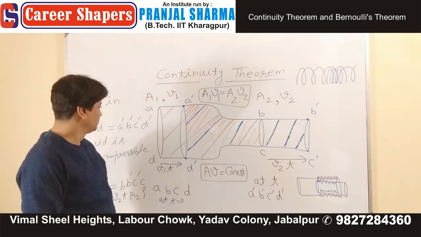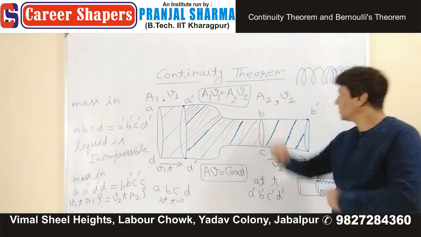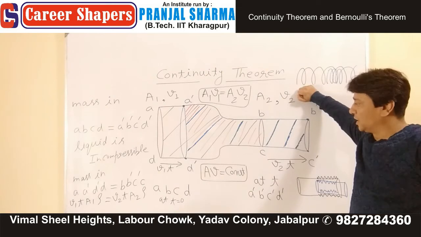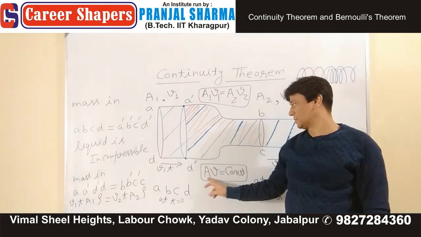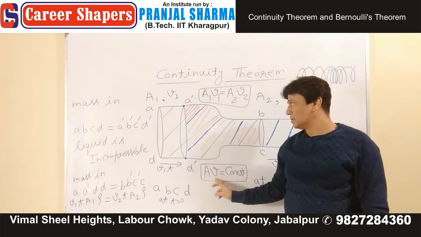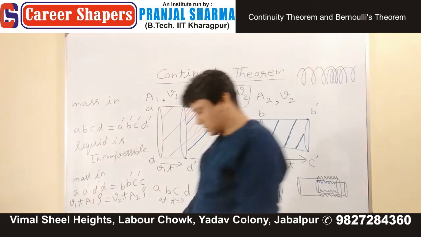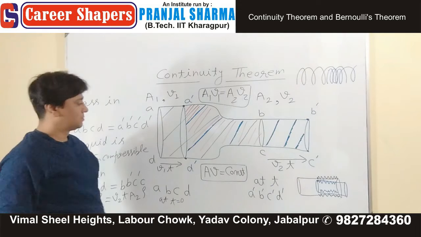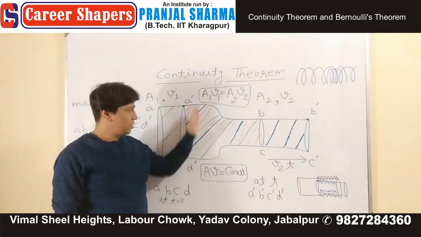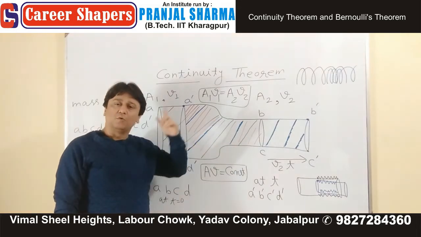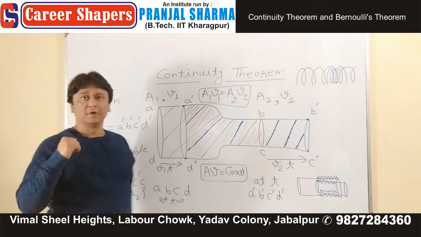According to continuity theorem, for an incompressible liquid, product of cross-sectional area and velocity at that cross-section is constant everywhere. So it's not at this and this, it's at this cross-section, at this cross-section, at this cross-section. If you have a pipe with variable cross-section throughout, continuously changing cross-section, you can always use what? Product of A and V constant, provided you have incompressible liquid.